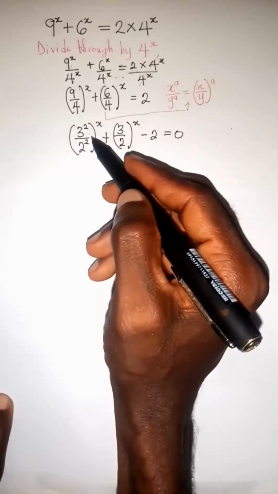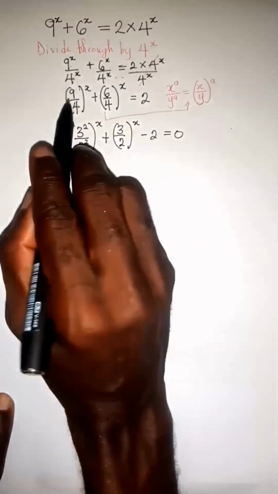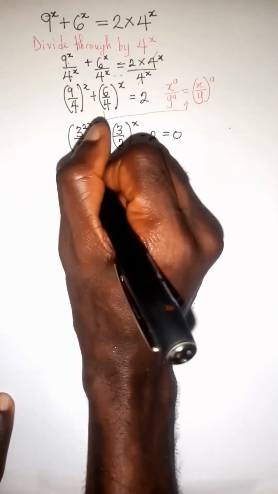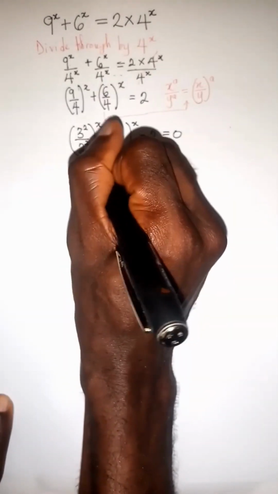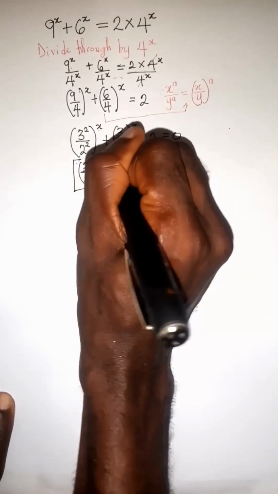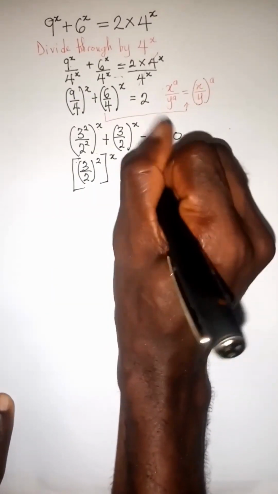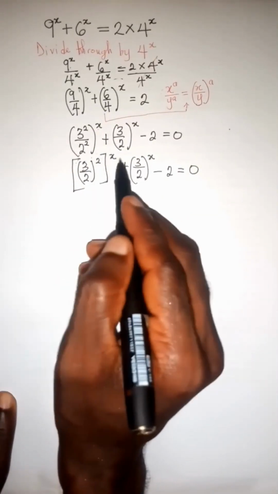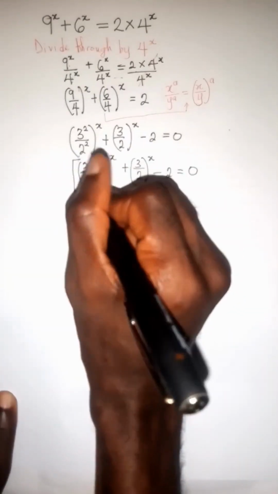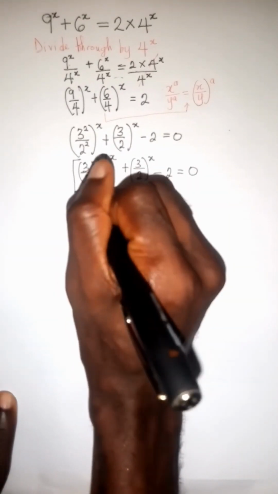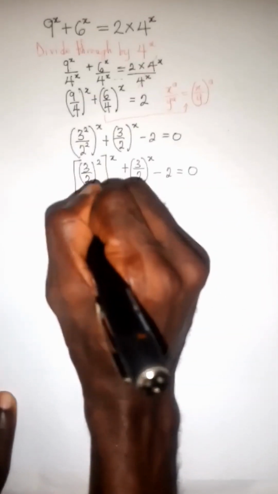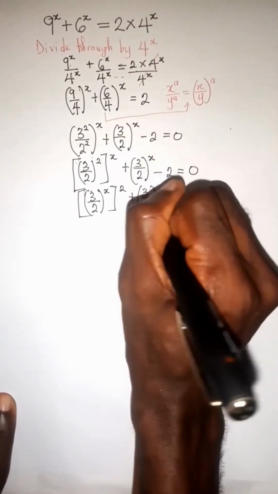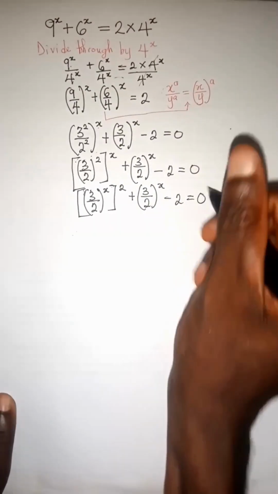Now 3 raised to power 2 over 2 raised to power 2 can be expressed just the same way we did earlier, and the power will come here. So we can have it as 3 over 2 all squared and everything to the power of x, then plus 3 over 2 raised to the power of x minus 2 equals 0. Now we can swap the exponents that we have here and express it as 3 over 2 to the power of x all raised to power 2, then plus 3 over 2 raised to power x minus 2 equals 0.